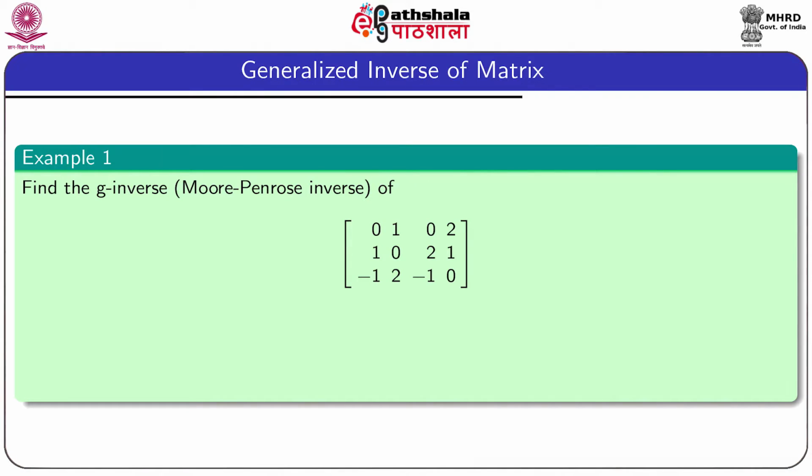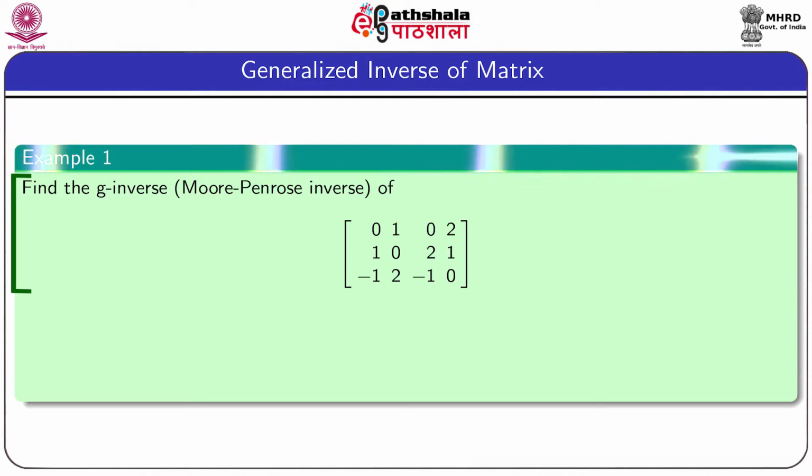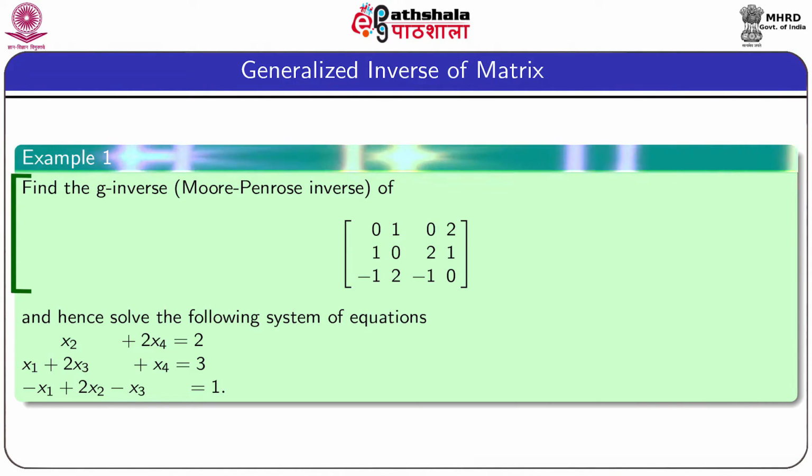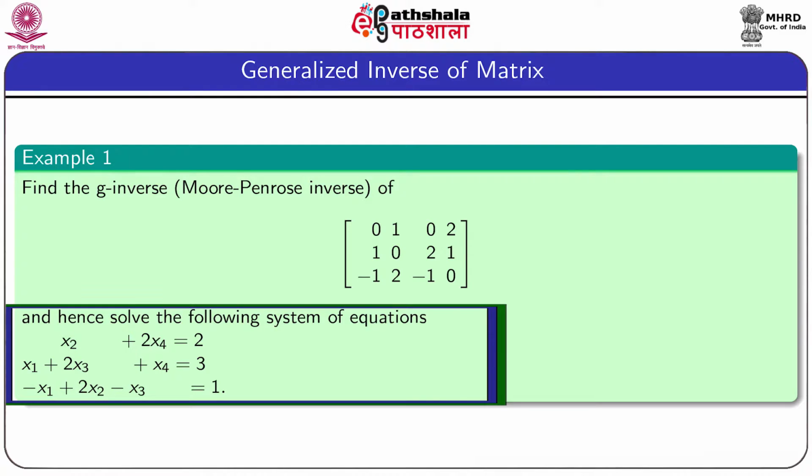Now, we illustrate Greville's algorithm with the help of two examples. Let us consider the following matrix to find the Moore-Penrose inverse, that means the G inverse. And using this G inverse or Moore-Penrose inverse, we have to solve the following system of rectangular equations. Note that this system of equations contains 3 equations and 4 variables.